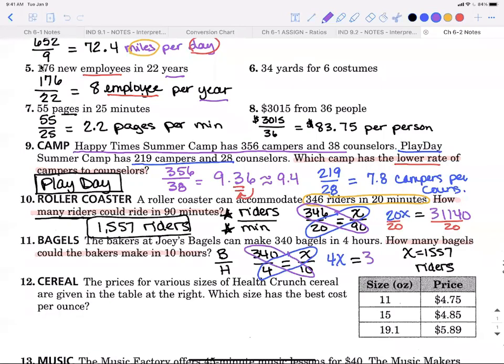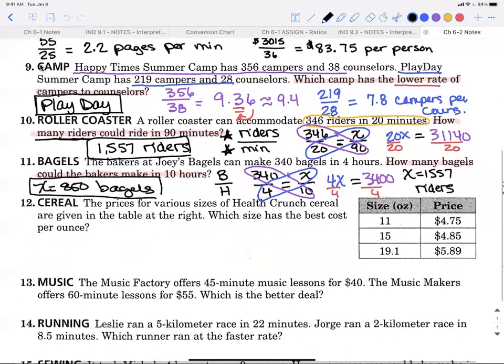And that's 3400. And then I have to divide by 4 and divide by 4. Who said it? X equals what? X equals 850. And how am I going to label that? Bagels. Good. Okay. We'll do a couple more.